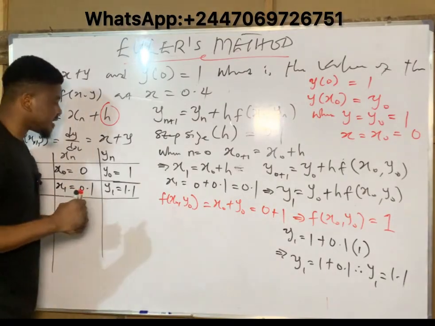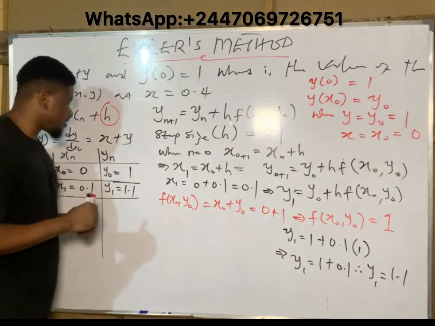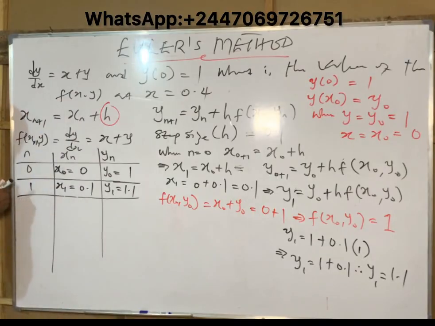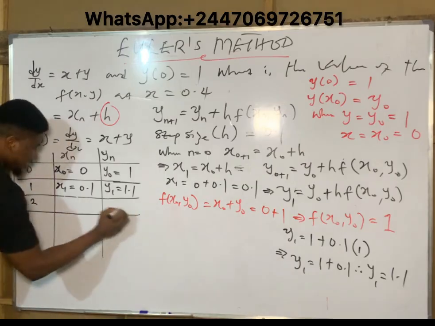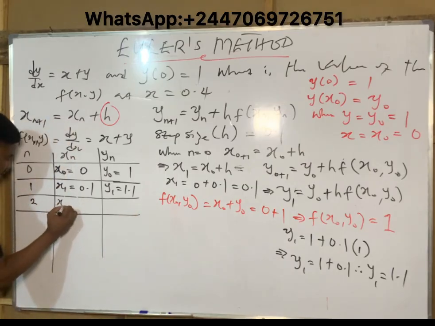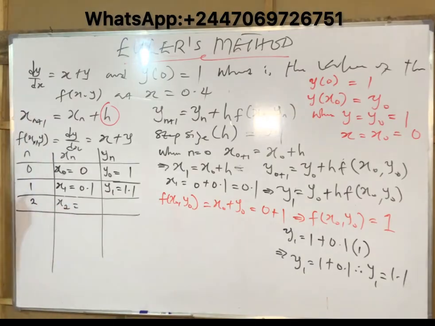So what happens next is, if I want to find x2, this is when n is equal to 2. So if n is equal to 2, it means my xn becomes what? x2. And how do I find x2? By simply going back to this equation and plugging back the previous values. So n becomes what? 1. So from n plus 1, if my n is 1, then I have 1 plus 1. That gives me x2.